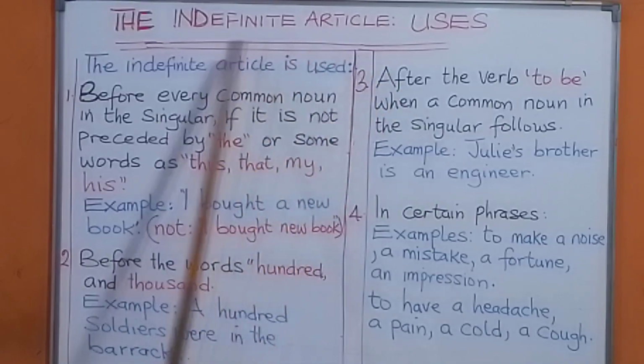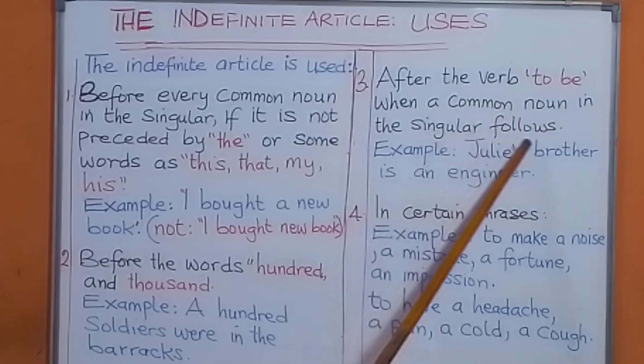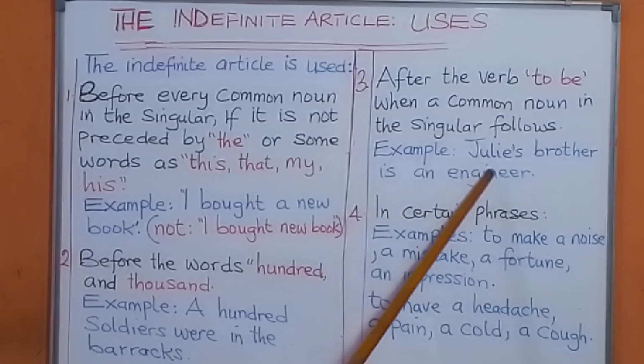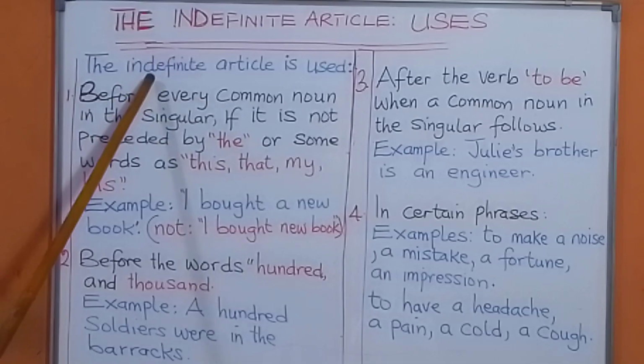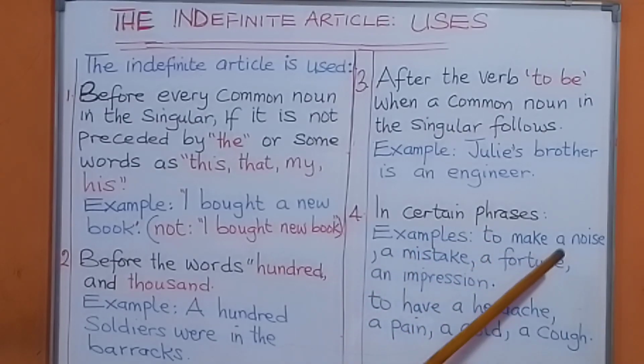Number 3, the indefinite article is used after the verb to be when a common noun in the singular follows. Julie's brother is an engineer. Don't say Julie's brother is engineer. Finally, the indefinite article is used in certain phrases: to make a mistake, to make a noise, to make a fortune, to make an impression, to have a headache, to have a pain, to have a cold, or to have a cough.